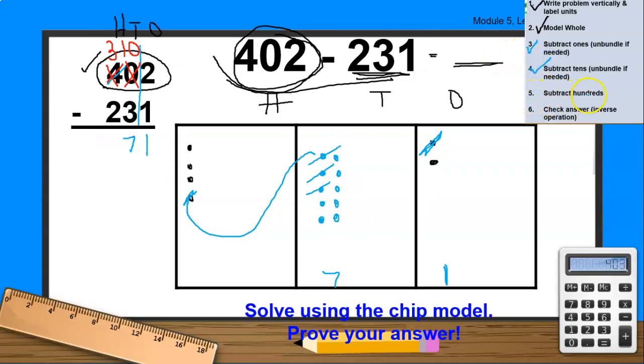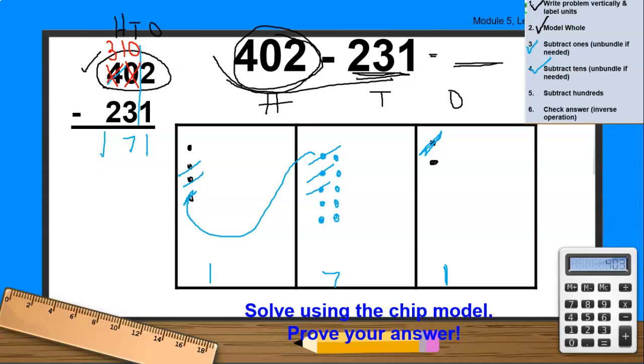Now let's subtract the hundreds, which is key point number 5. I start with 300 and I have 2. I'm going to take away 2. Do I have enough? Yes, I do. I take out 2. That means I end up with 1.